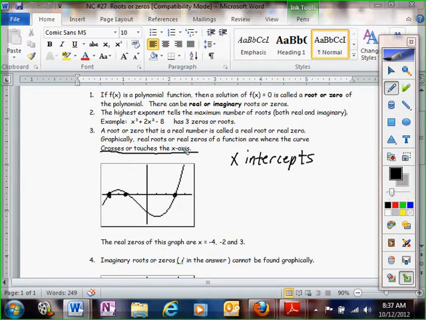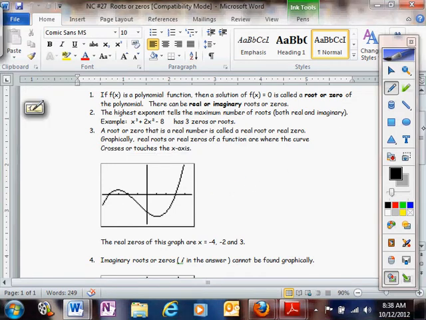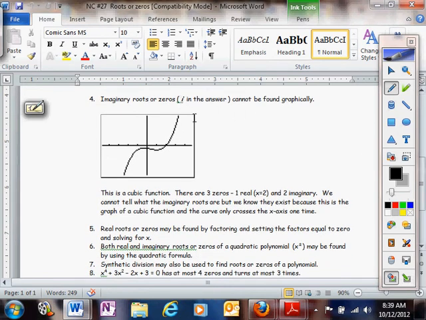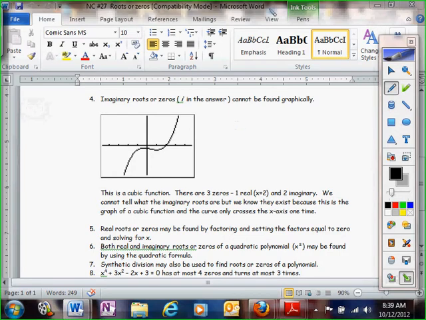Algebraically, you would have to factor this polynomial and solve for x. Imaginary roots or zeros, you'll have i in the answer, and they cannot be found graphically. You should recall working with i from Algebra 1 and Algebra 2. And i is equal to the square root of -1. The reason it's imaginary is because you can't really take the square root of a negative number. But there are places and times when you actually have these solutions because the graph doesn't cross the x-axis.